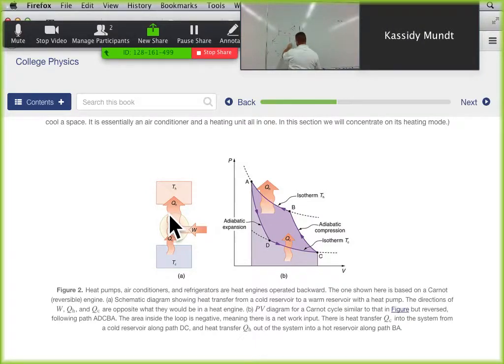This green here is the machine that does the work. And then this is our cold reservoir. So this is inside our house, this is the air conditioner, this is outside the house. And what kind of work does the air conditioner do then?